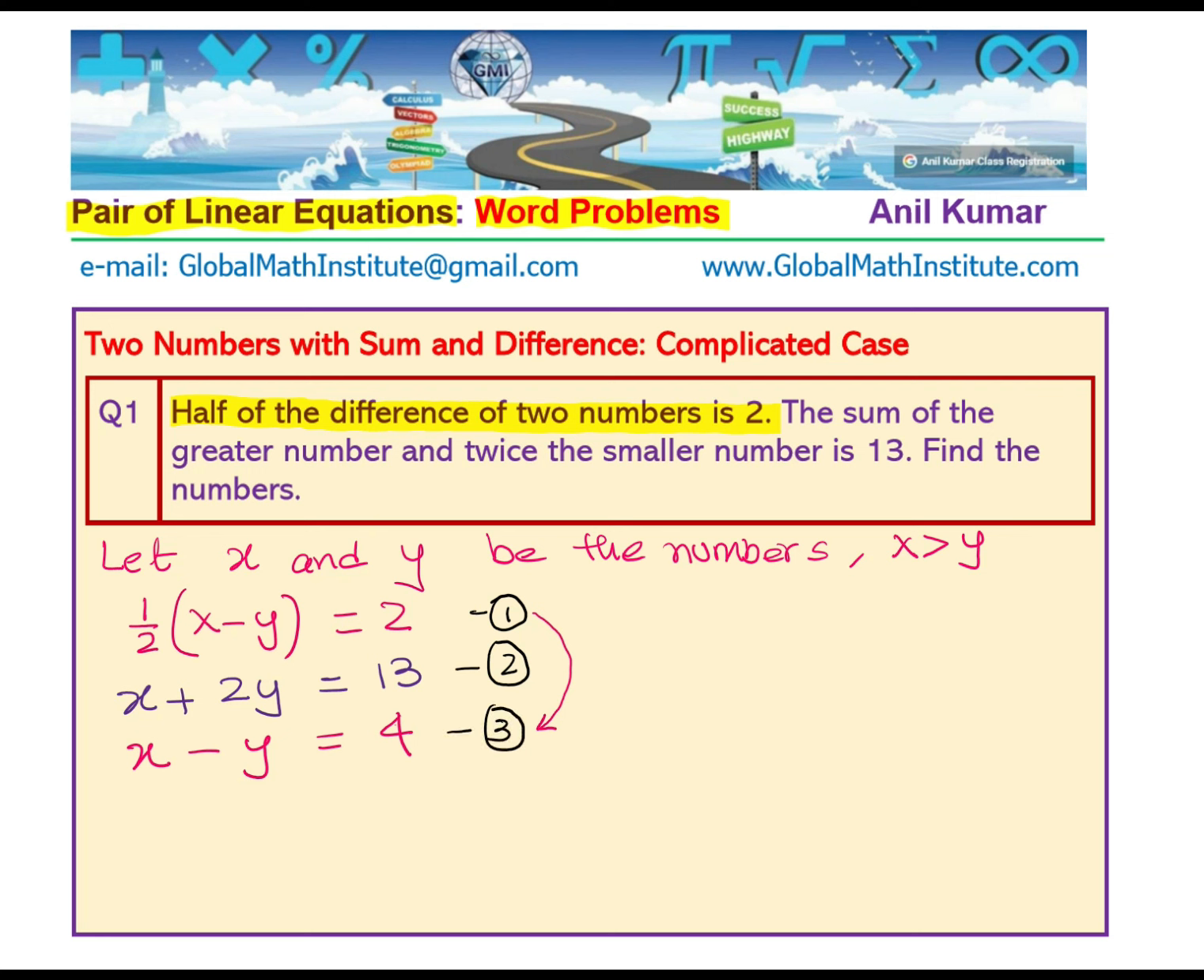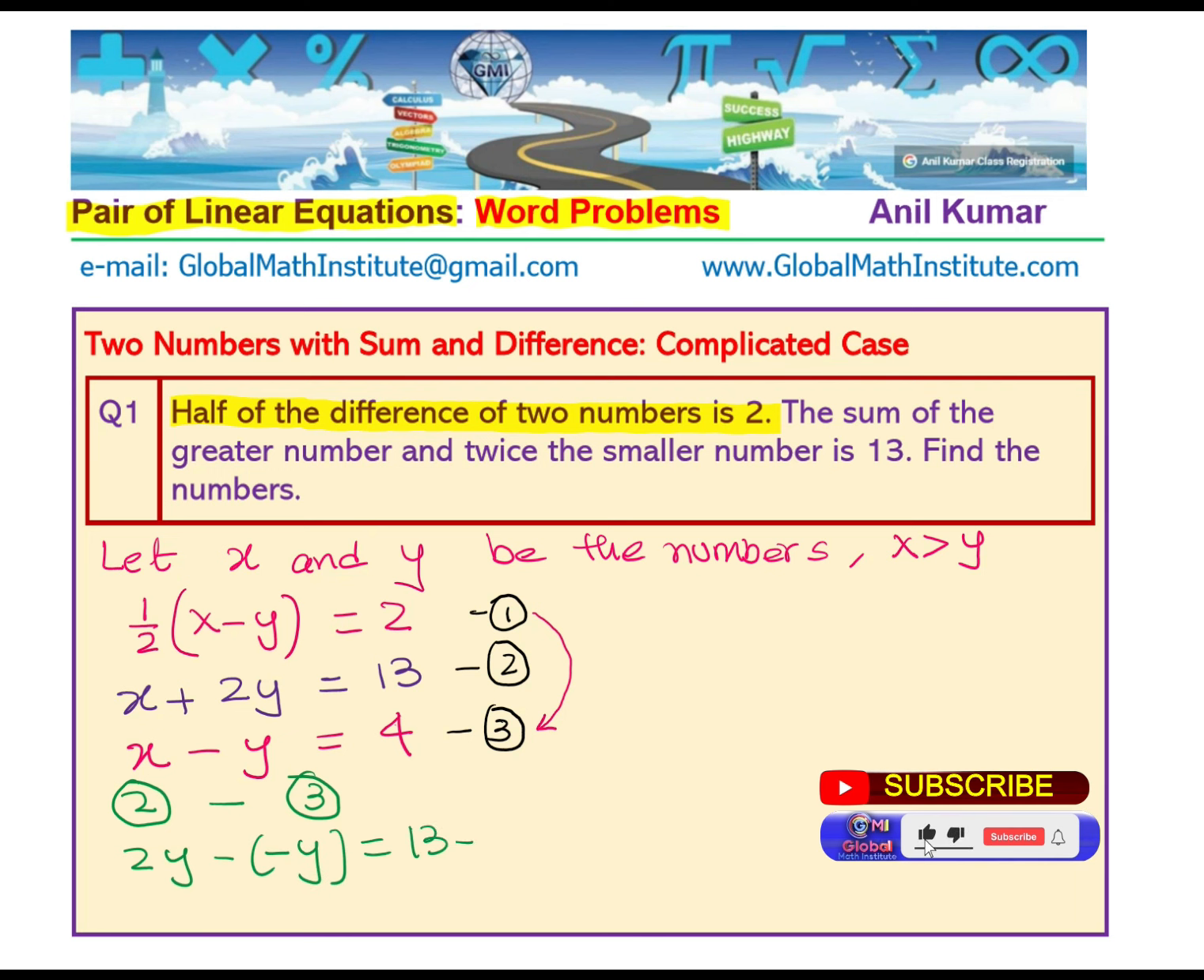Now you can see that if I take difference of equation 2 and 3, I can actually eliminate x. So what am I going to do? Well, we'll do equation 2 minus equation 3. So when I write these numbers in circle, it's kind of a code for my students. Equation number 2 minus equation number 3. So x minus x is 0, and then we get 2y minus of minus y. You understand? Equals to 13 minus 4.